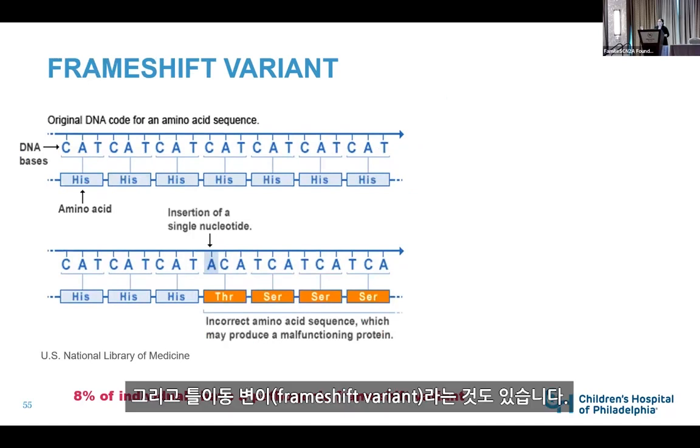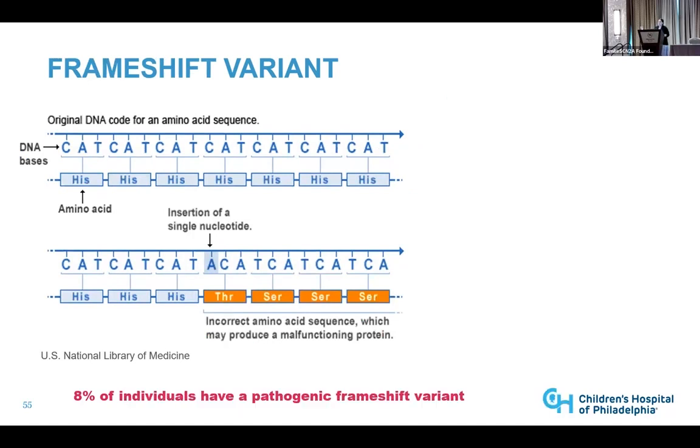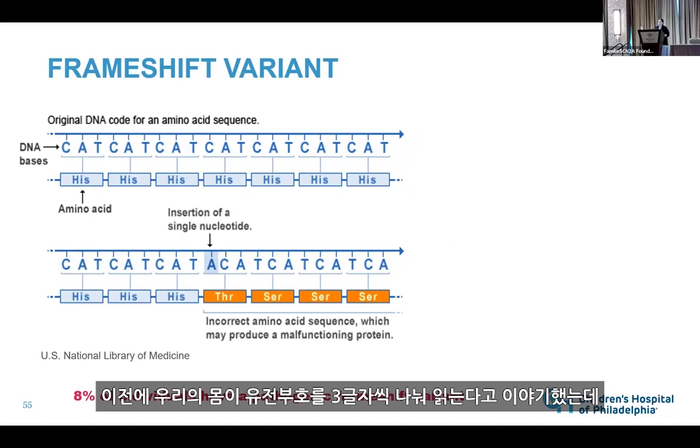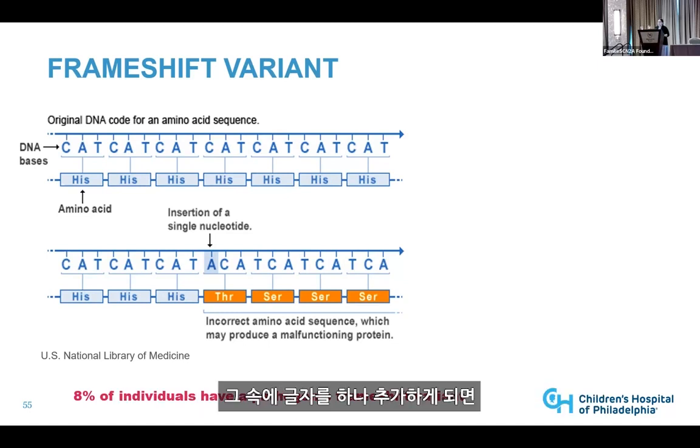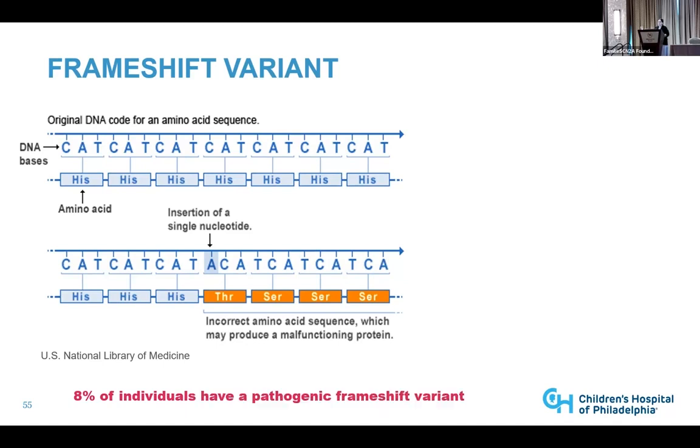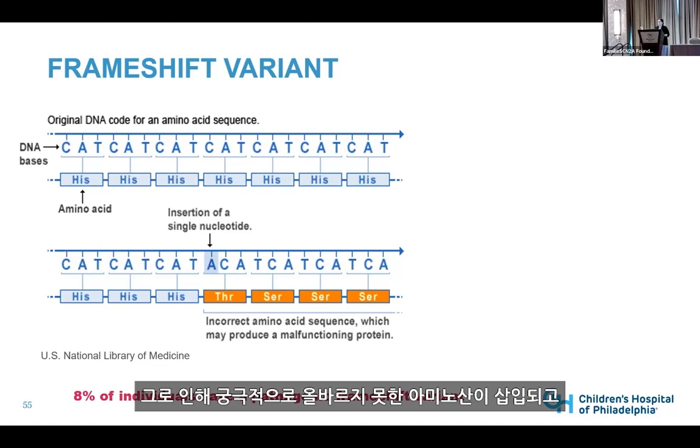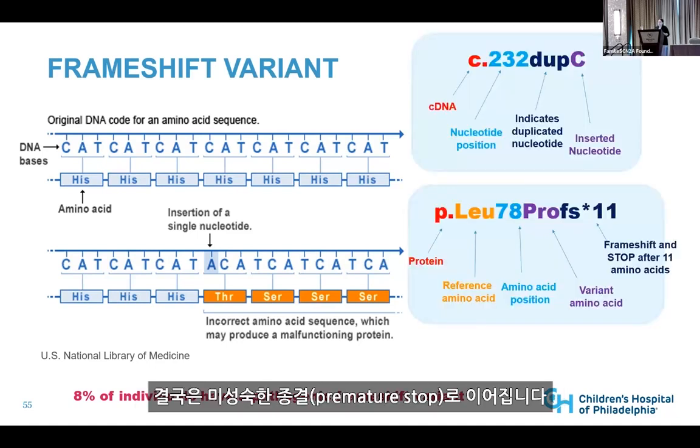We also have what we call frame shift variants. So we talked earlier a little bit about how our body reads the genetic code in batches of 3 letters at a time. So if you add in a letter somewhere in that code, it may shift the set of 3 letters that it's trying to read. So what this ultimately causes is incorrect amino acids being inserted, and eventually it leads to a premature stop.